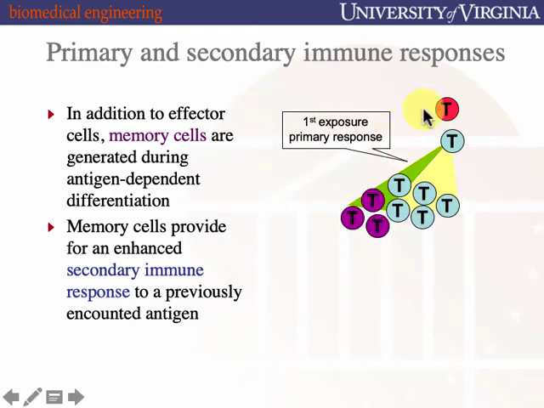So we get a first response. This T cell now differentiates and proliferates, so we get more of this T cell. These are, let's say, the effector T cells, the downstream effectors. And it's going to generate some memory cells as well, in purple.